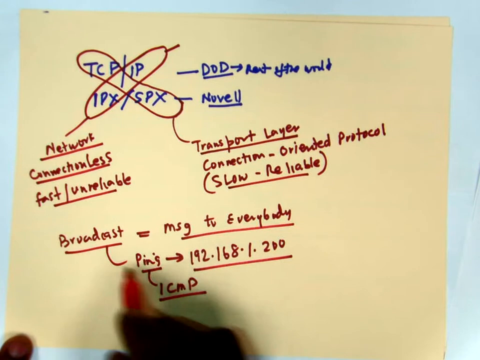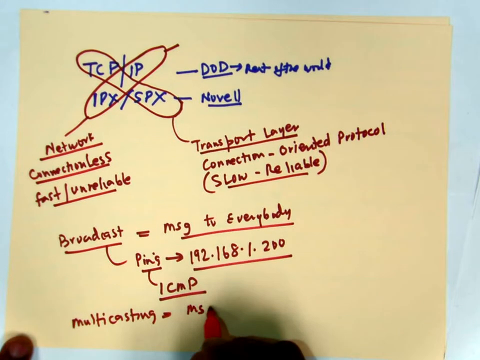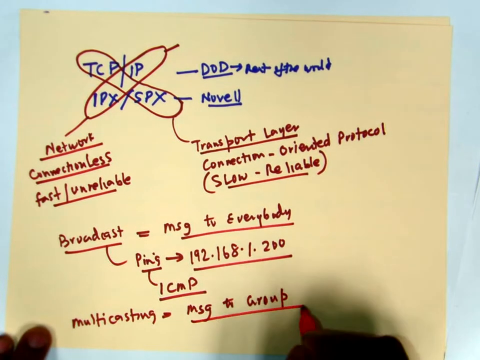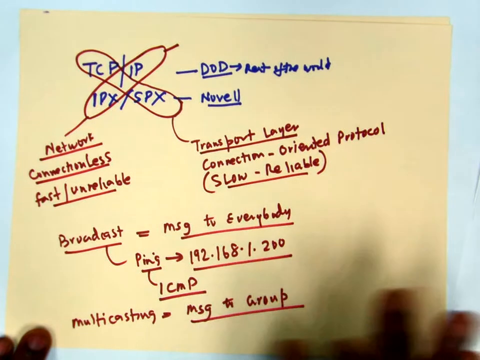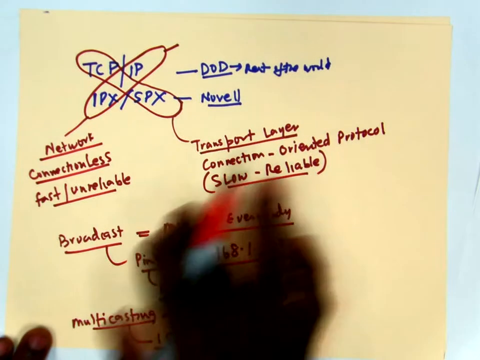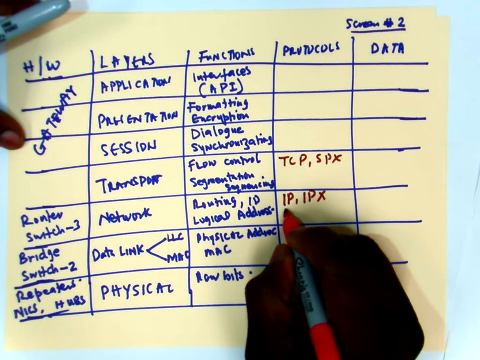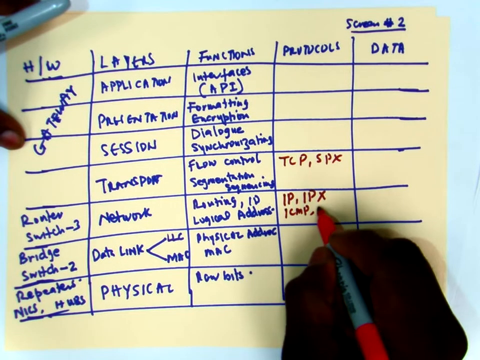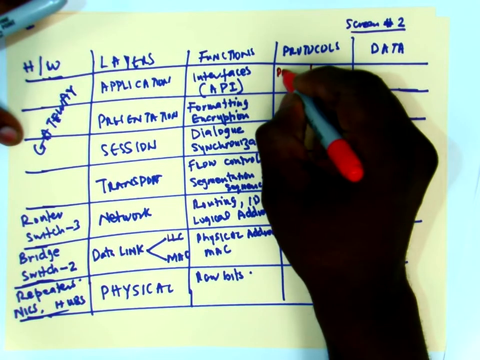Then, if we don't want to send a message to everybody, we can multicast, which is message to a group of people. There are times when we don't want to show the baseball game to everybody. We only show it to a group of people. That's multicasting. So the protocol behind multicasting is IGMP. So we have done so many protocols now. Let's go and fit it out. So ICMP is a network layer protocol. IGMP is a network layer protocol. Ping is a transport layer protocol.